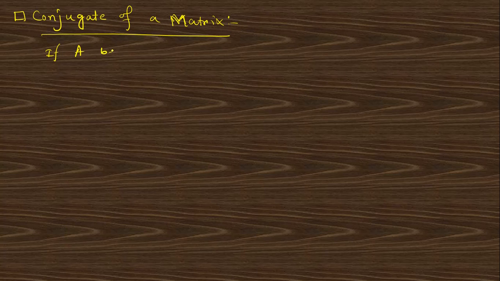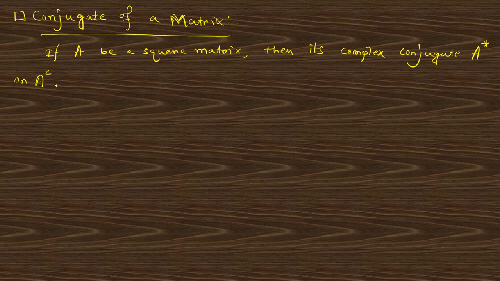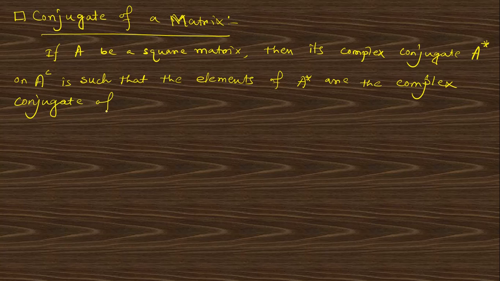If A is a square matrix, then its complex conjugate, written as A star or sometimes A complement or A conjugate, is such that the elements of A star are the complex conjugates of the elements of A. Clear?